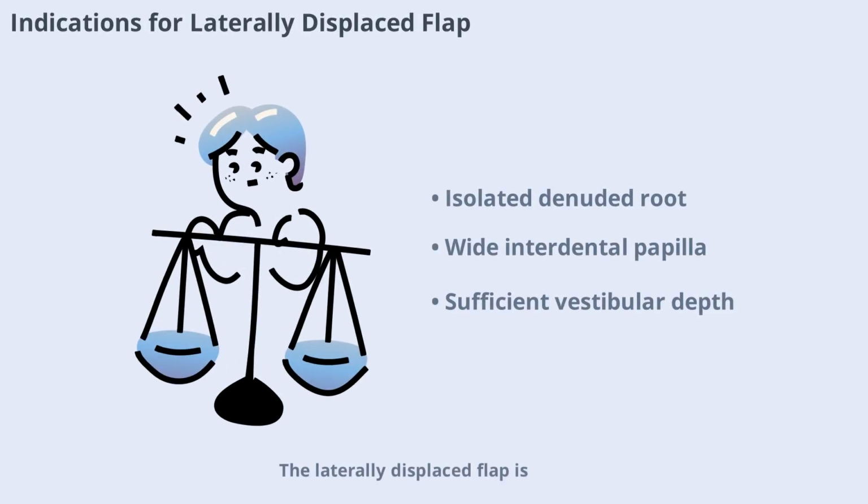The laterally displaced flap is indicated for covering isolated denuded roots, especially when there is sufficient width of interdental papilla in the adjacent teeth. Adequate vestibular depth is also necessary for successful flap movement and adaptation. These criteria ensure that the flap can be positioned without excessive tension and that healing will proceed smoothly. Understanding these indications helps clinicians select the right cases for this procedure. Next, we'll discuss the contraindications to keep in mind.